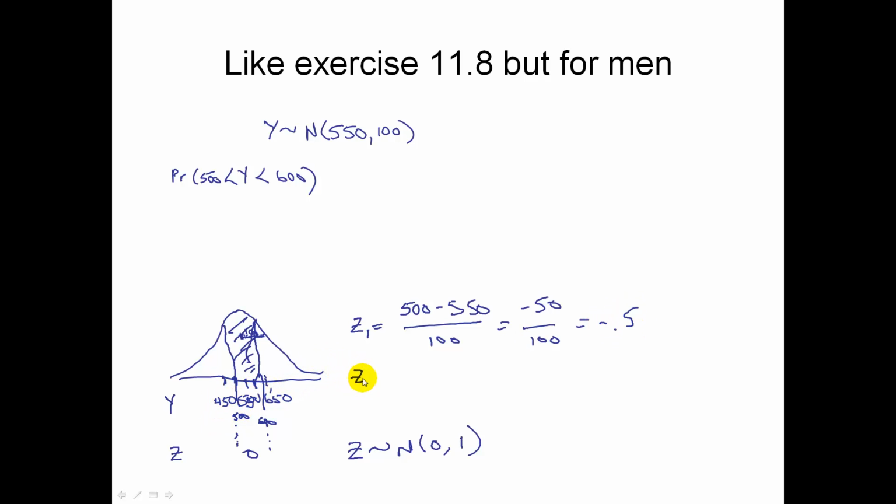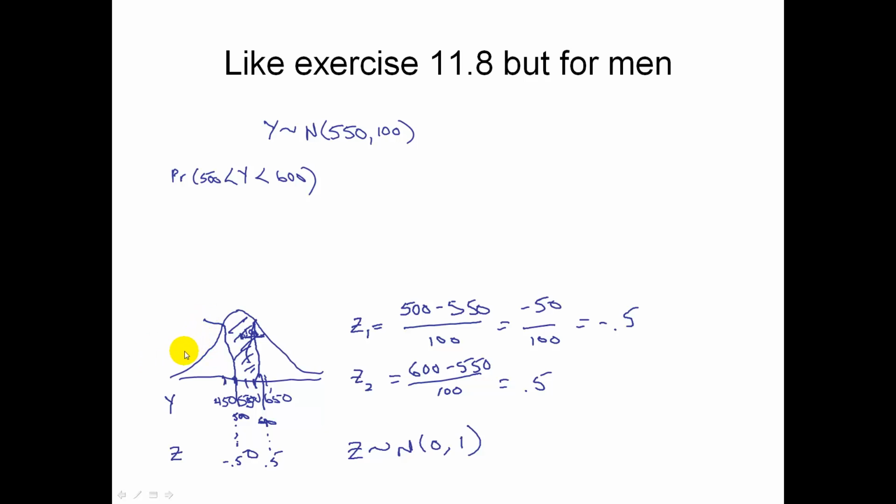And then the upper limit that we need to find is z2. It's going to be 600 minus the mean of the distribution over the standard deviation. That is going to be equal to positive 0.5. So we're looking for the area under a standard normal curve between negative 0.5 and positive 0.5. We go to the z-table to look that up.